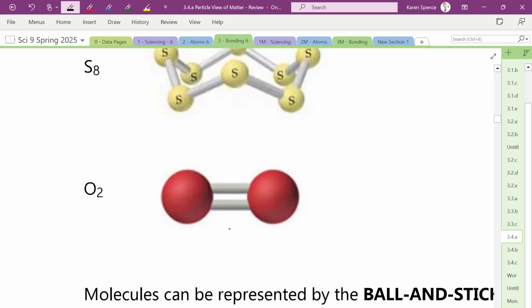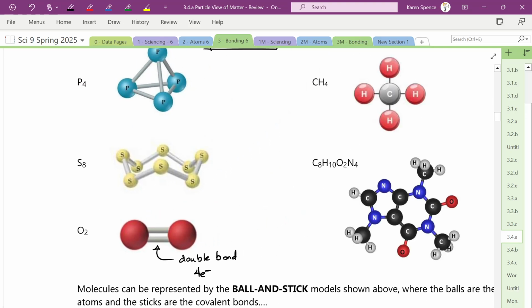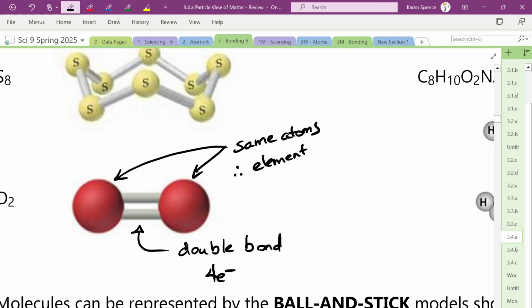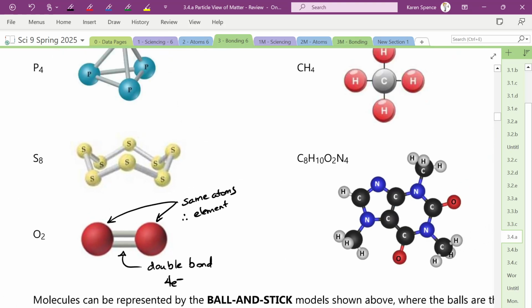Here we have oxygen. What type of bond is that? That is a double bond. How many electrons? 4 electrons. All right. Those are all molecules of elements because the atoms are the same, and therefore that's an element. We can also have molecules of compounds.